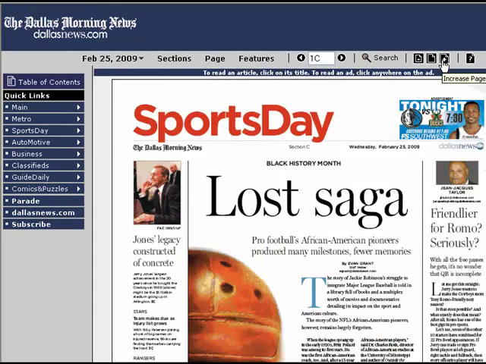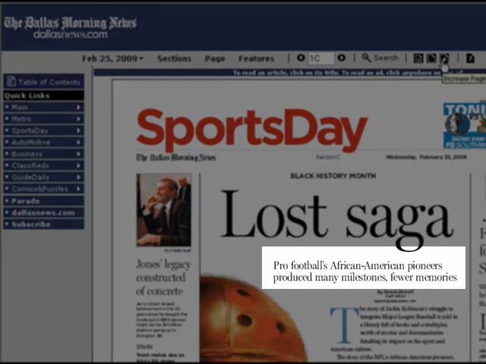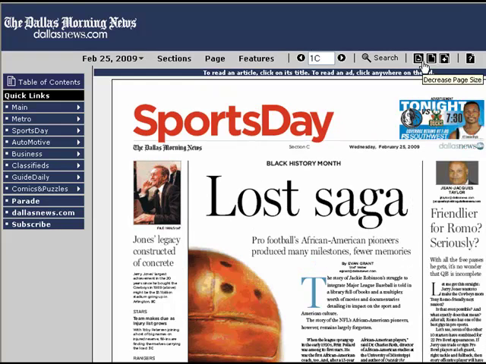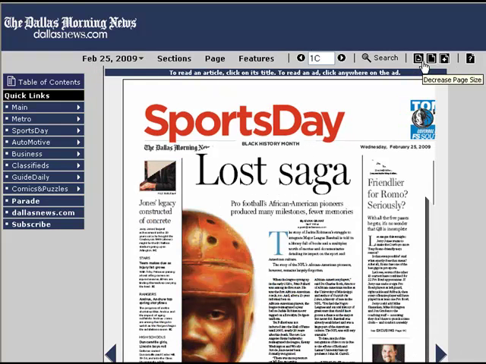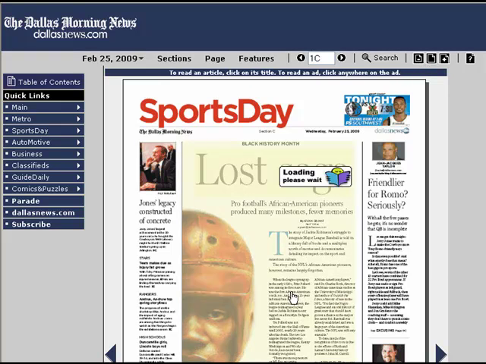As the article points out in its headlines, pro football's African American pioneers produced many milestones, fewer memories. The story describes the paradox between the historical significance and notoriety African American baseball players achieved while they integrated baseball, while football's achievements didn't seem to have produced such legendary figures.